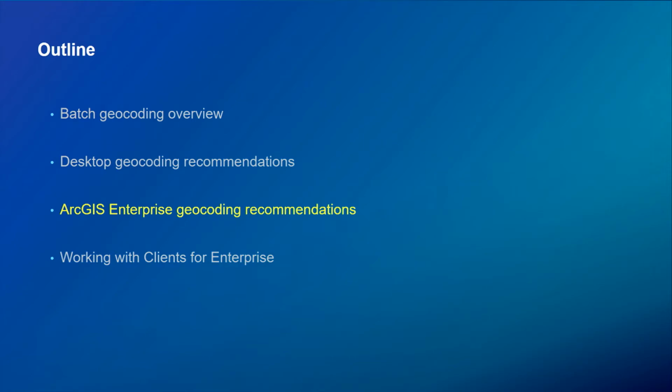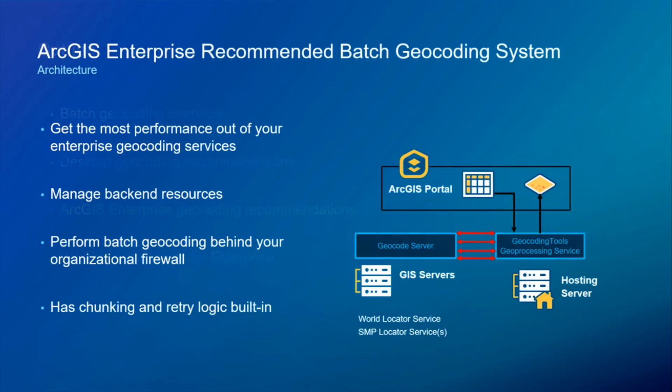All right, let's talk a little bit now about ArcGIS Enterprise geocoding recommendations. This is the recommended ArcGIS Enterprise batch geocoding system. I'll talk a little bit about the advantages first, and then I'll dive into the architecture. The advantages of this system are you get the most performance out of your enterprise geocoding services. You're able to manage your back-end resources and not overwhelm your back-end GIS servers. You can perform batch geocoding behind your organizational firewall. And this pattern has chunking and retry logic built in, which I'll talk a little bit more about in the future.